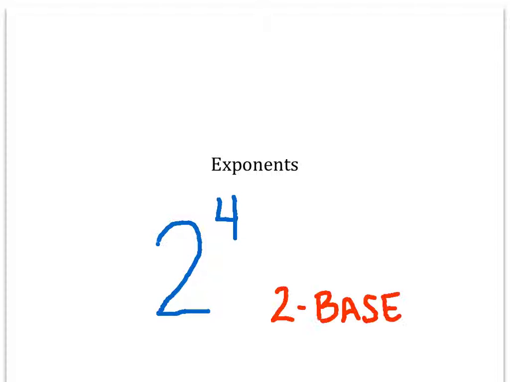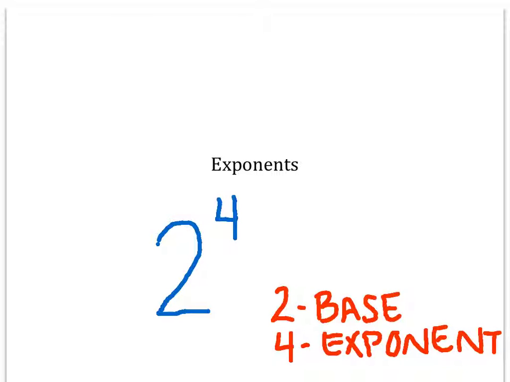Today we're going to be talking about exponents. The first thing that you're going to do is identify the base number and then what the exponent might be. The exponent is going to be the little number that appears next to the base number. The 2 in this case is going to be the base number. The 4 is going to be your exponent.